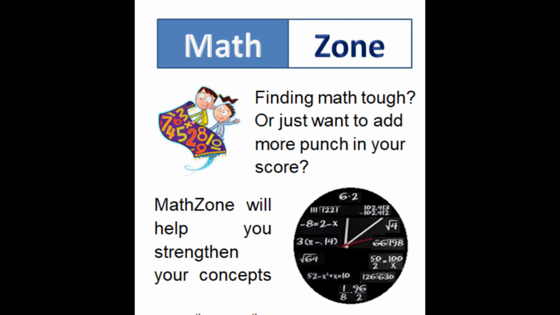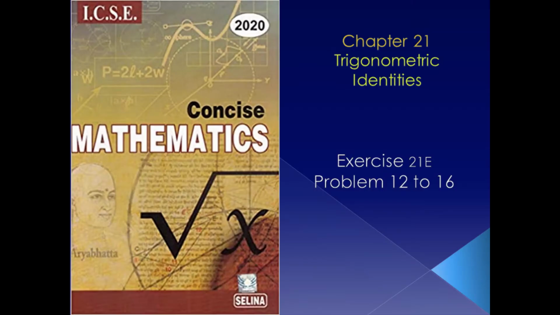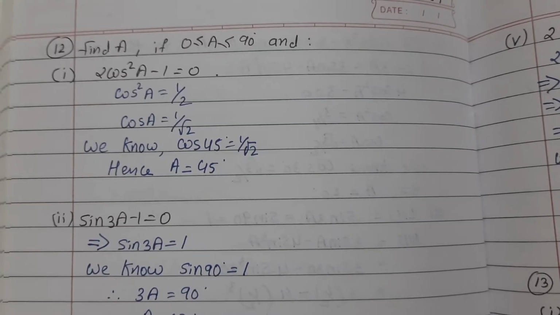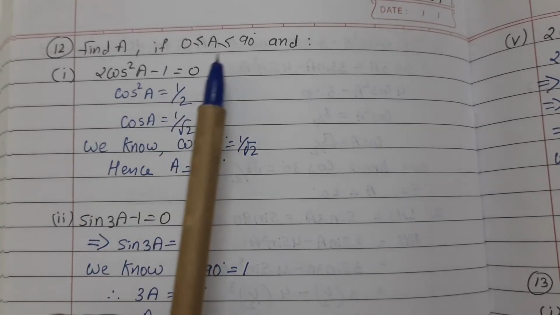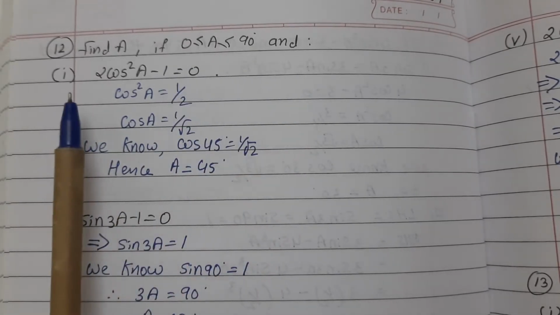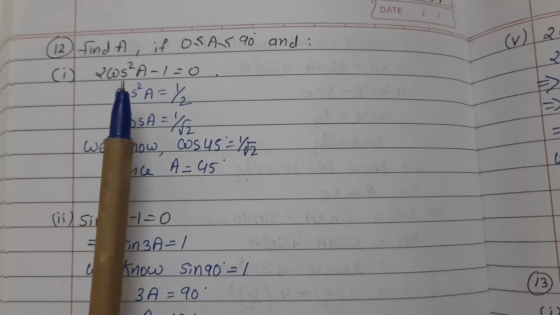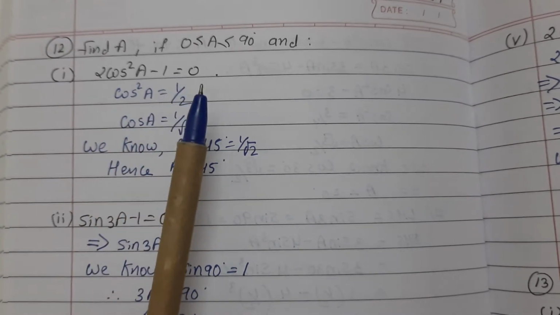Selena, Class 10, Chapter 21, Trigonometrical Identities. Sum number 12. Find A if A is between 0 and 90 degrees. First part, 2 cos square A minus 1 equal to 0.